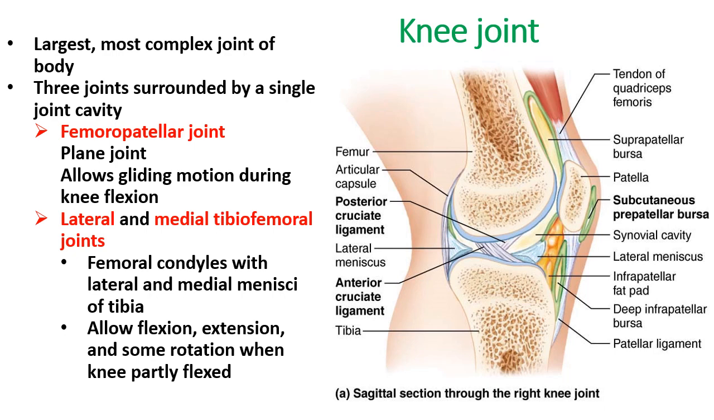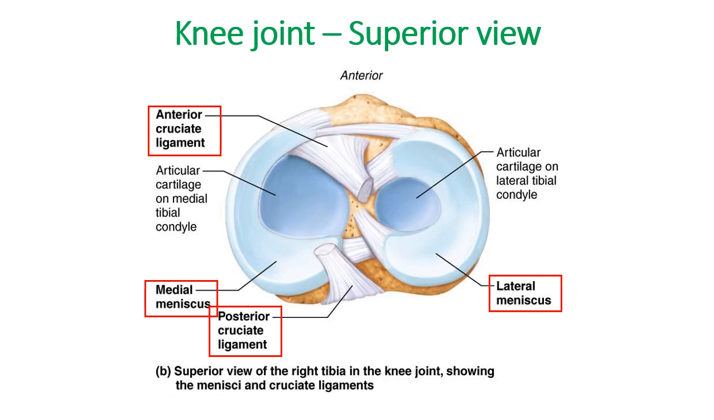So what is important to know here? Okay, you have the meniscus or menisci, which are also made of cartilage, for shock absorption and movement. And then you have all these ligaments that are really, really important for knee stability and movement.